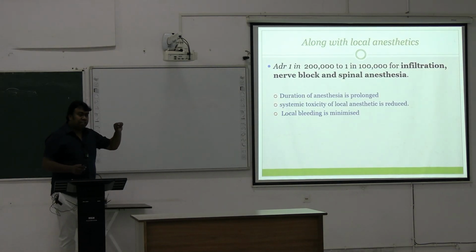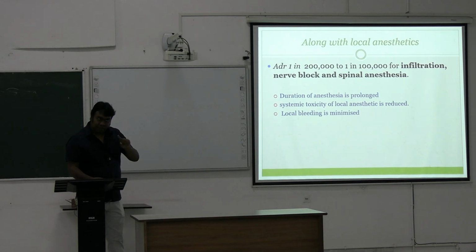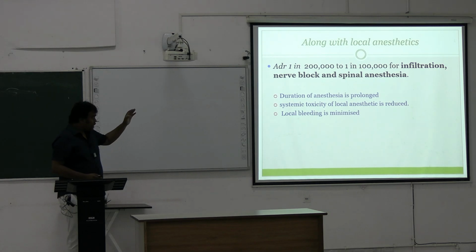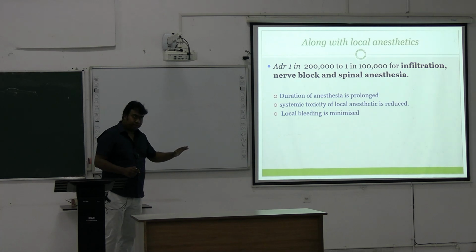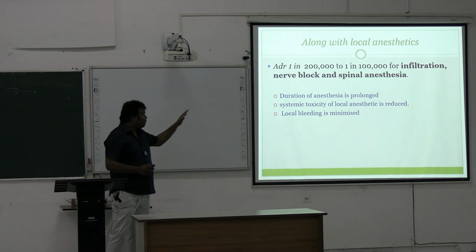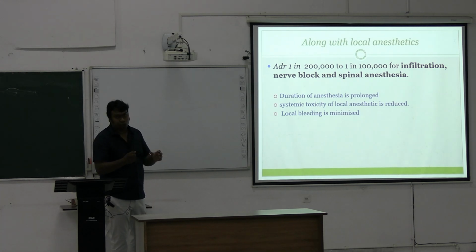Adrenaline, when given with local anesthetic, the dilution is 1 in 1 lakh to 1 in 2 lakh. Clear? For IM, 0.5 mg for anaphylactic shock. When it is given with local anesthetic for spinal anesthesia or nerve block, it is 1 in 1 lakh to 1 in 2 lakh. This dilution. And why is it used? Duration of the anesthesia is prolonged. Why? Because less amount of the local anesthetic goes into the systemic circulation, as there is a vasoconstriction.